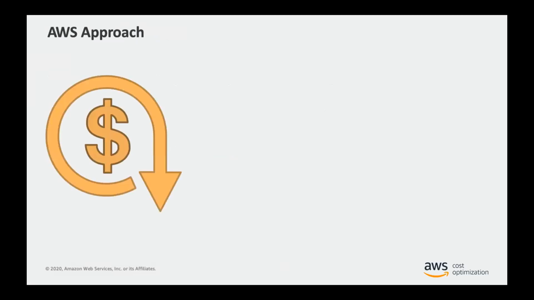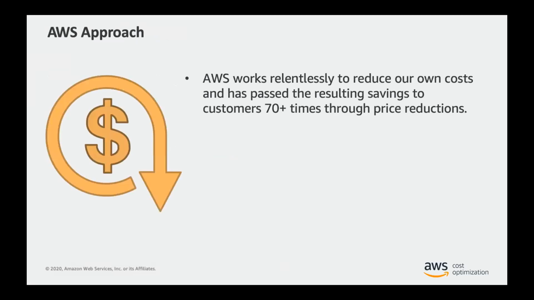So what is AWS's approach? AWS works relentlessly to reduce our costs. We have reduced our prices more than 70 times since AWS started. Unlike any other commercial providers, we work hard to reduce our prices.